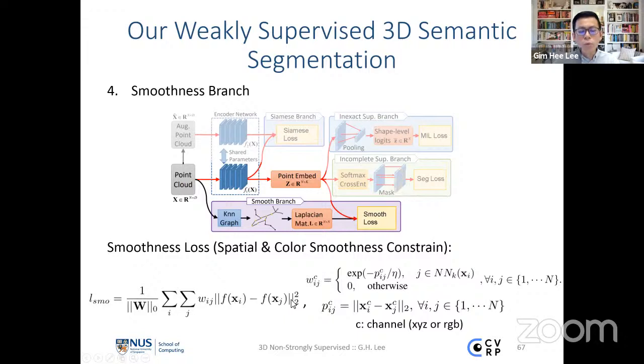And in addition to that, we also want to encourage the 2 points with the same color. If we are given this information during training, we also want to encourage them to take the same label if they have the same color over here.